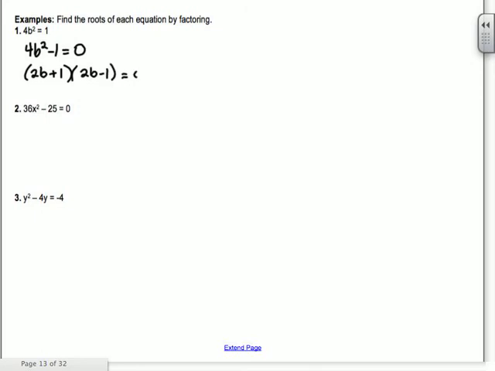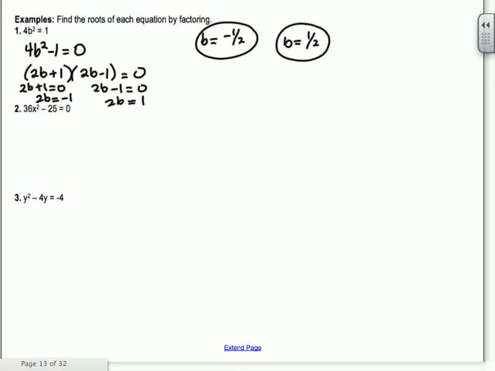And I'm going to set each piece equal to 0. So I have 2b plus 1 equals 0, 2b minus 1 equals 0. So I get 2b equals negative 1, so b equals negative 1/2. That's the first one. And the other one I solve, when I add 1 to the other side, I get 2b equals 1. So I get b equals 1/2. So I get negative 1/2 and 1/2.